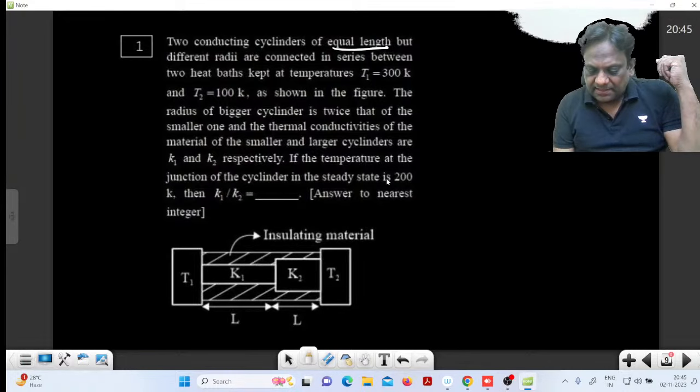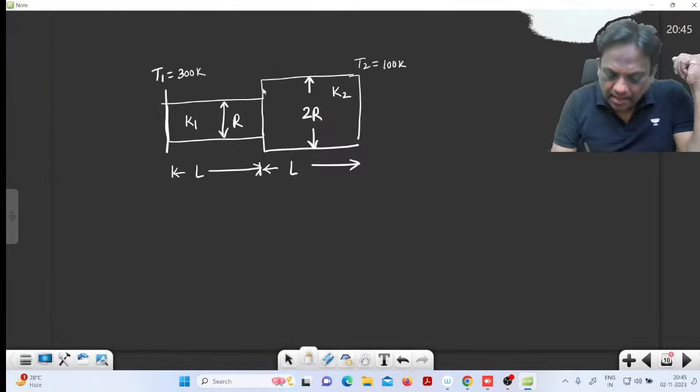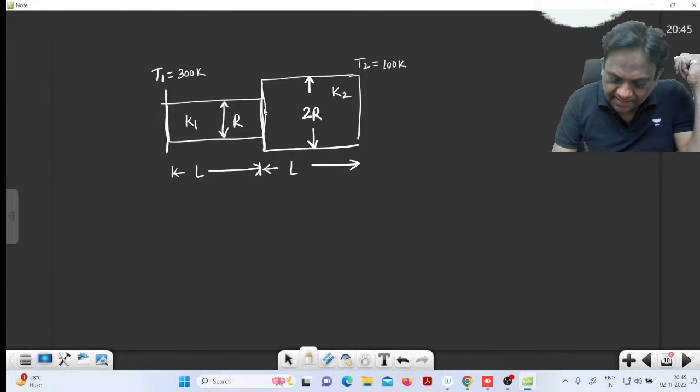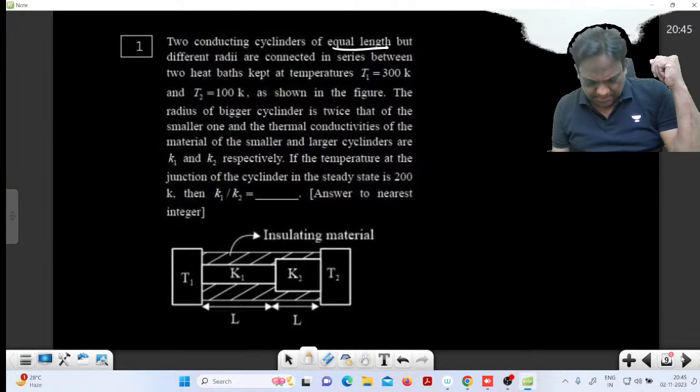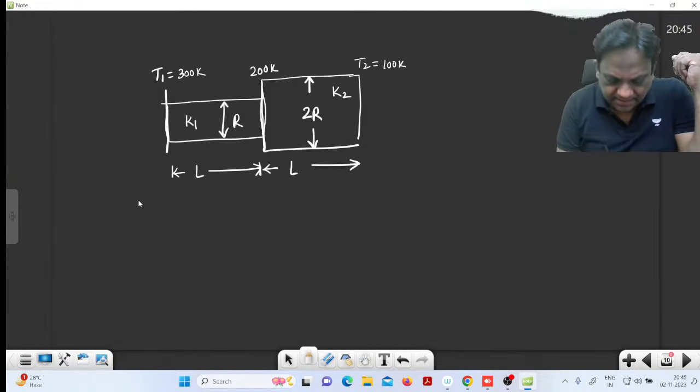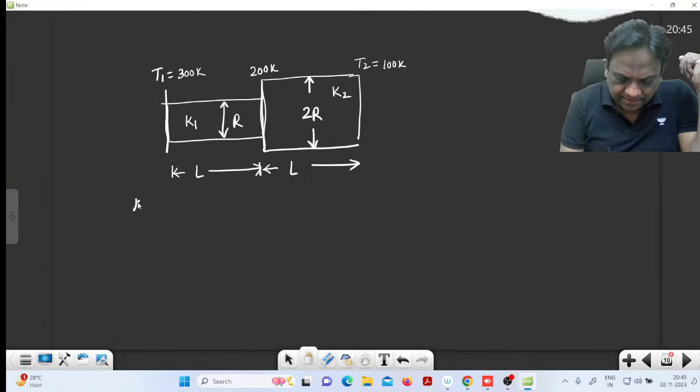If the temperature at the junction is 200, यहाँ का temperature, this is the junction. Here the temperature is given as 200 Kelvin. So he is asking, what is the ratio of K1 by K2, correct. He is asking K1 by K2. Is the question clear, sirs?